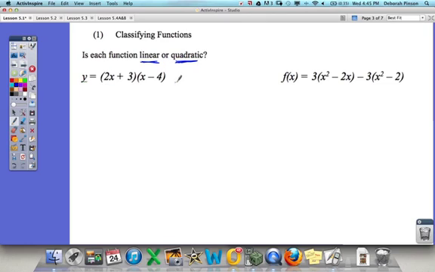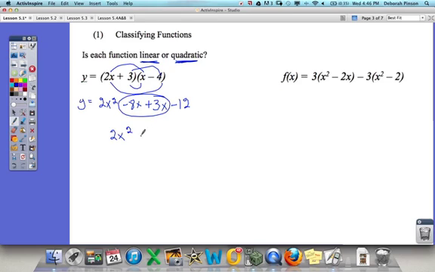Okay, so let me simplify this thing and see what I get. So I think I can FOIL this together. I'll just leave the y equals. So first, outside, inside, last, and combine my like terms. Okay, now looking at this, you'll see that your biggest exponent is an x squared right there. Now, if the biggest one is a squared, it's quadratic.